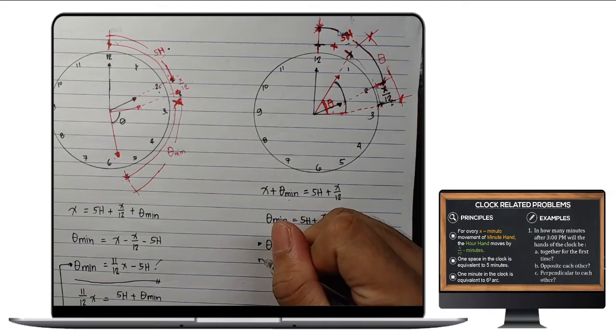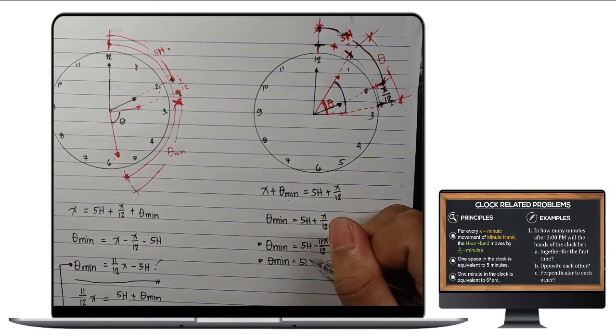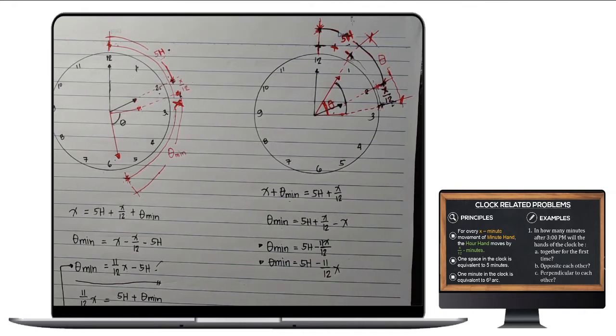So, ayusin ko lang dito. So, theta in minutes is equal to 5h minus 11 over 12x. So, alinman dyan sa dalawang yan ang formula ang ating gagamitin. Let's say we want to find the angle theta.